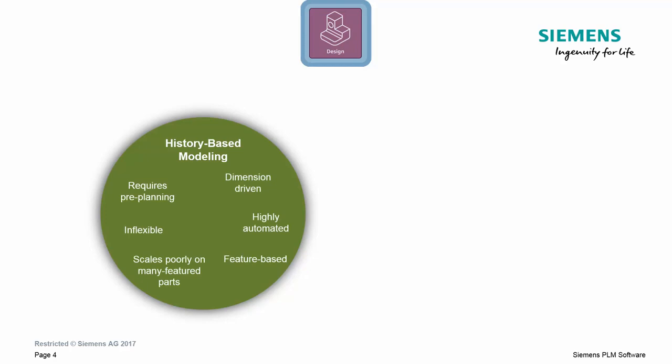In history-based modeling, the structure and order of features control how models will react to changes or edits. This is valuable because it creates predictable results from edits on underlying sketches using precise dimension changes. Because of this feature control, automating changes and linking features together is quite easy. However, this method of editing also has inherent challenges.